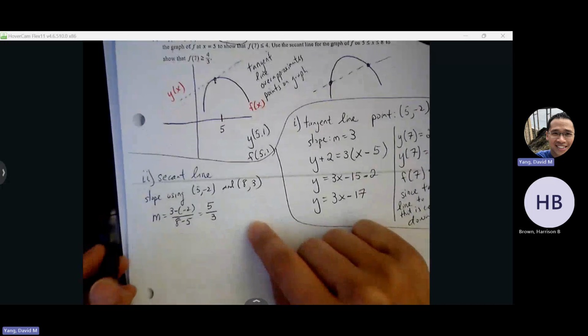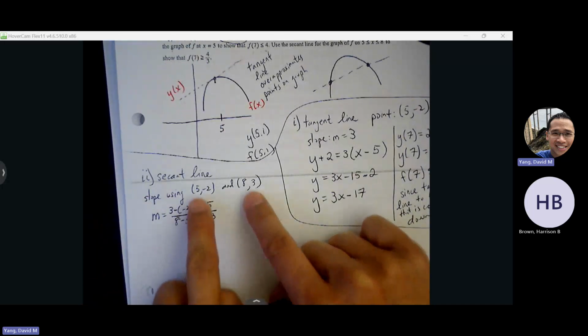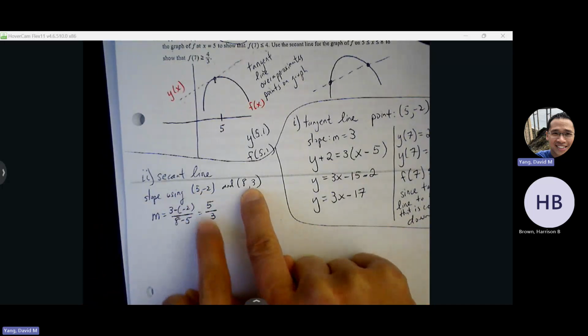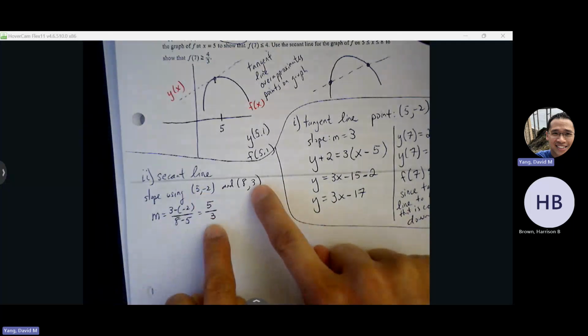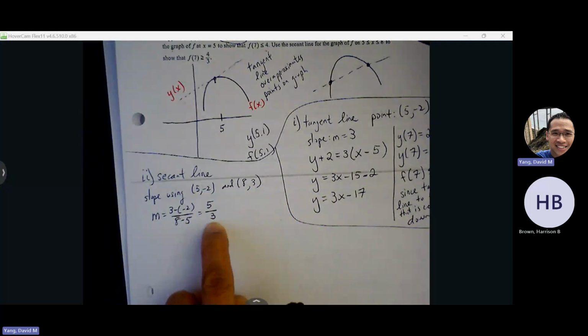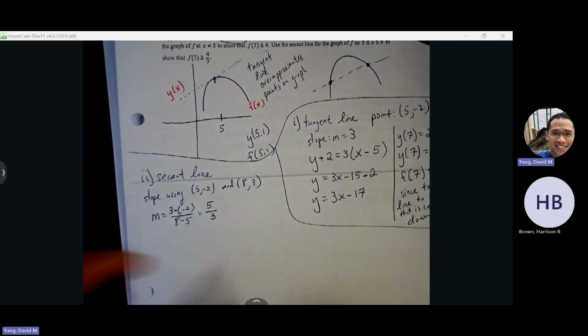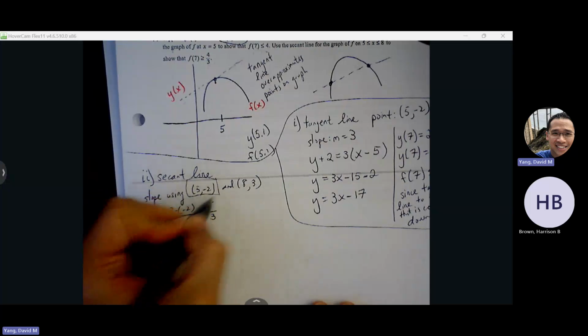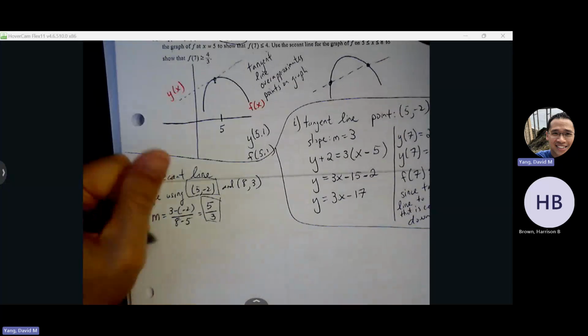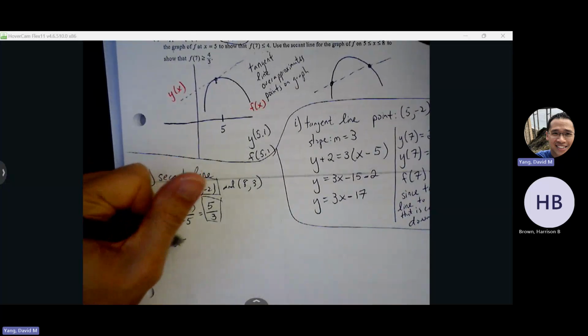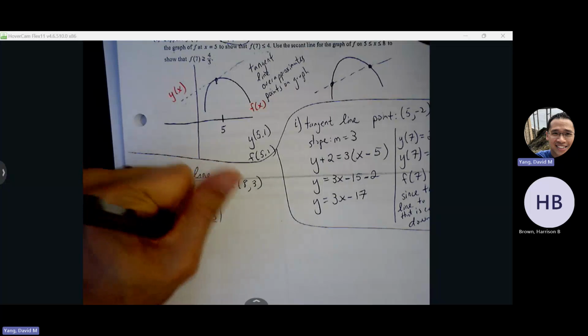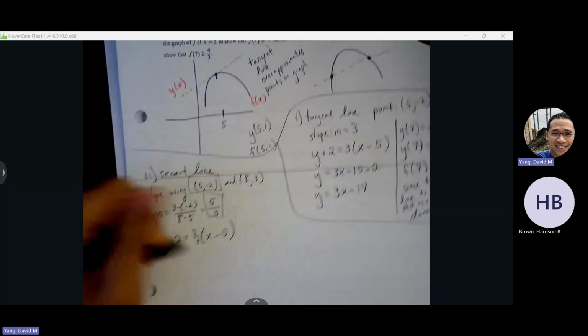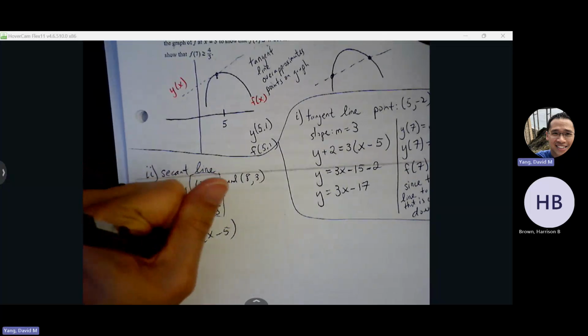And then if I want to create the secant line equation, it doesn't matter which point I choose. I can either choose 5, -2 or 11, 3 to do point slope form. But I'm just going to choose 5, -2. It really doesn't matter though. They're both going to give you the same equation. So y plus 2 is equal to 5/3 times x minus 5. Okay, let me get y by itself.